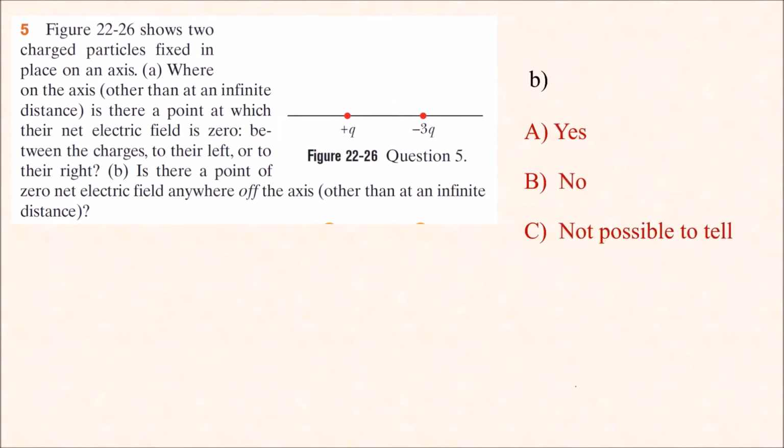Part B says, is there a point of zero net electric field anywhere off the axis other than at an infinite distance?